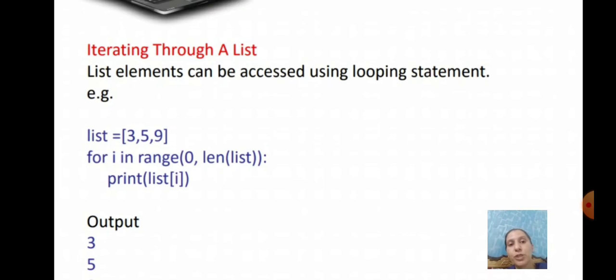For example, we are using a for loop: for i in range 0, len of list. Here len is a function, and the len function is used to return the length of the list. So the len function returns 3 as the list contains 3 elements. So the loop starts from 0 and ends at 3. Print list of i. Here i is the index value, so it prints 3, 5, 9.